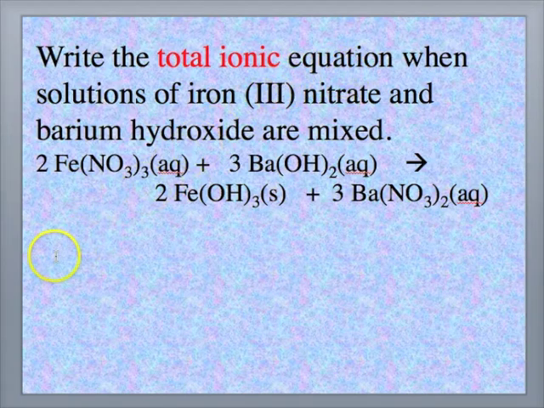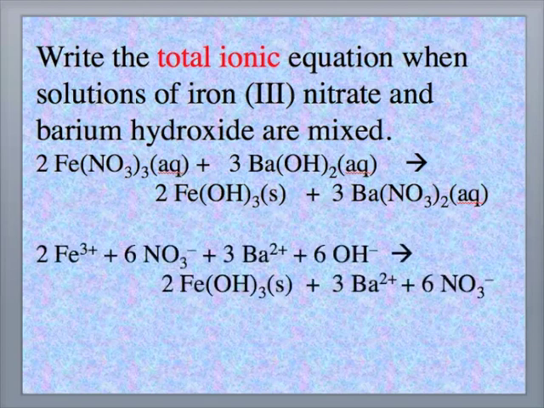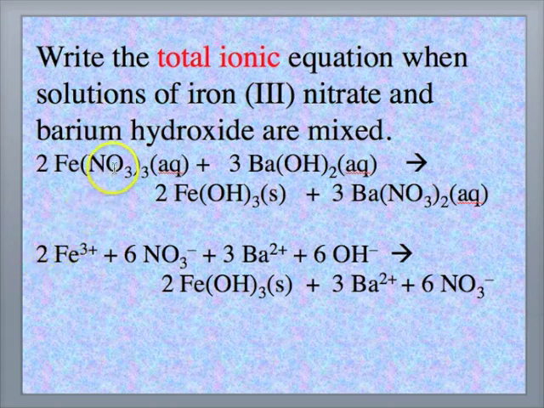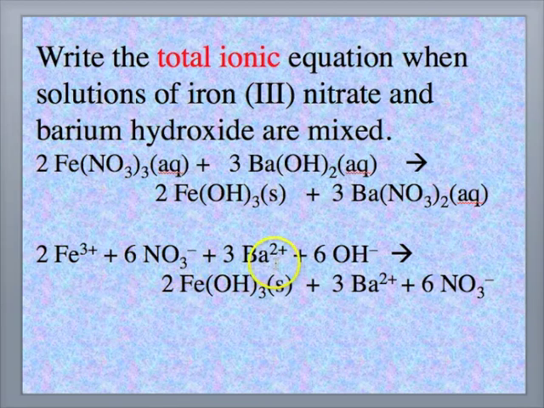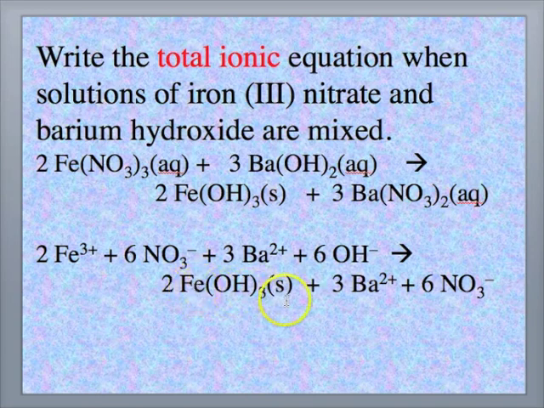So if we do that, we would get a total ionic equation that would look like this. Here's our iron ion. We have two of them. Here's our 6 nitrate. 2 times 3 nitrates is 6 nitrates. Here's our 3 barium ions and our 6 hydroxide ions. And the iron and the hydroxide react to give iron hydroxide as a solid. So this is called our total ionic equation.